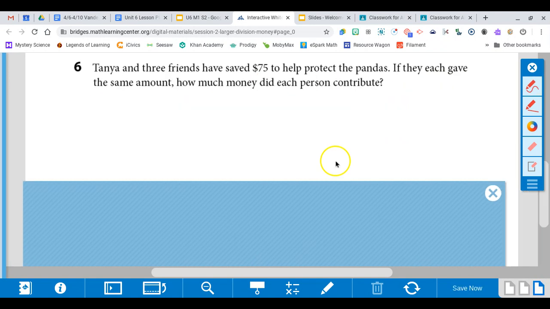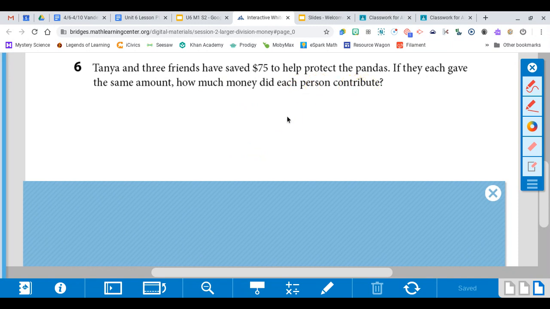So if we look at one more problem here, it says Tanya and 3 friends have saved $75 to protect the pandas. If they each gave the same amount, how much money did each person contribute? So again, I'm going to start out and make sure I understand what the problem is asking. How much money did each person contribute?